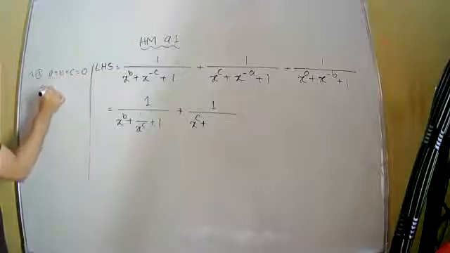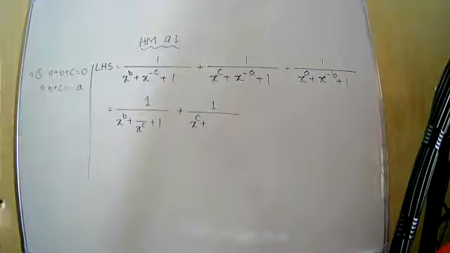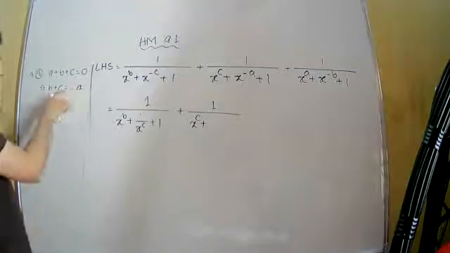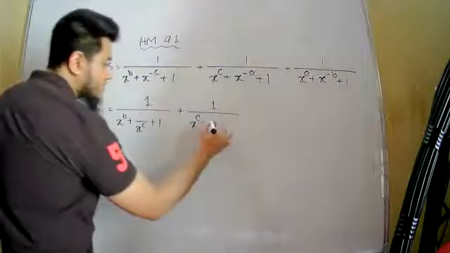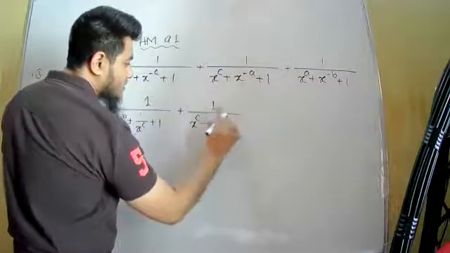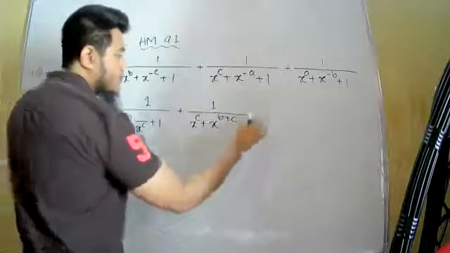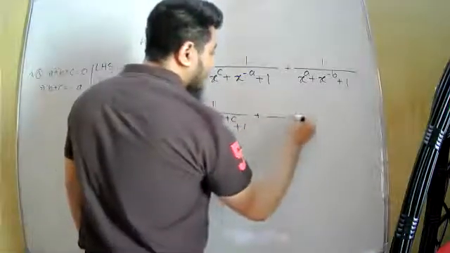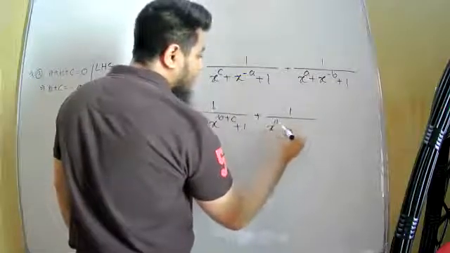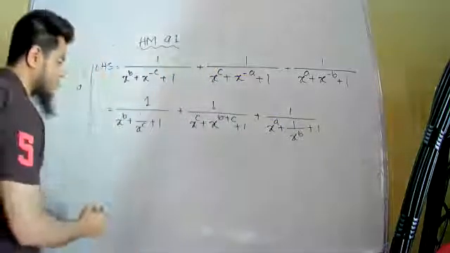You can see that b plus c, if I keep on one side, a, if I change to the other side, it will become minus a. So minus a can be replaced by x to the power b plus c. So x to the power minus a, I can replace by b plus c plus 1. Then plus 1 divided by x to the power a plus 1 by x to the power b plus 1.